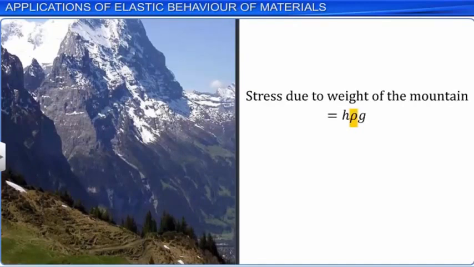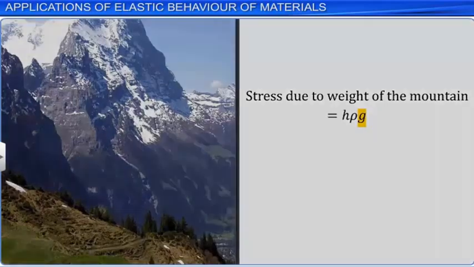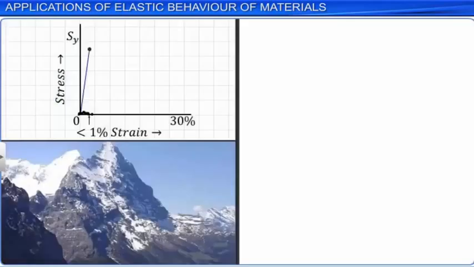The value of yield stress for rocks is typically in the range of 3 × 10^8 Pascal. Taking an average density of rocks as about 3000 kg per meter cubed, and solving for h, we get h as approximately 10 kilometers.